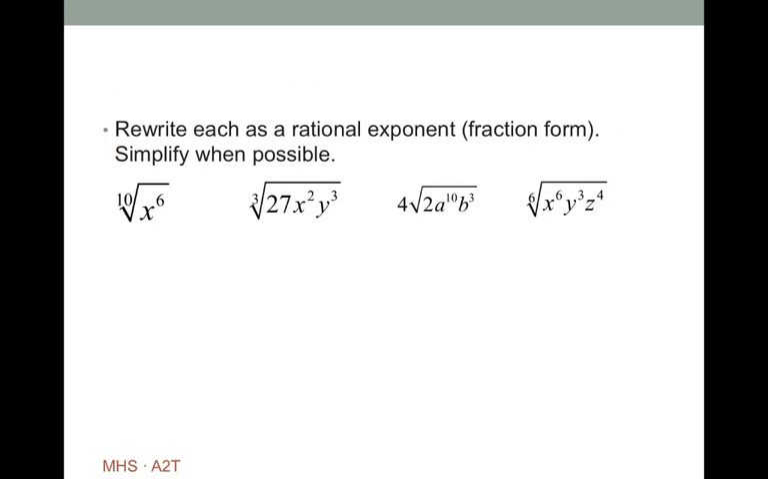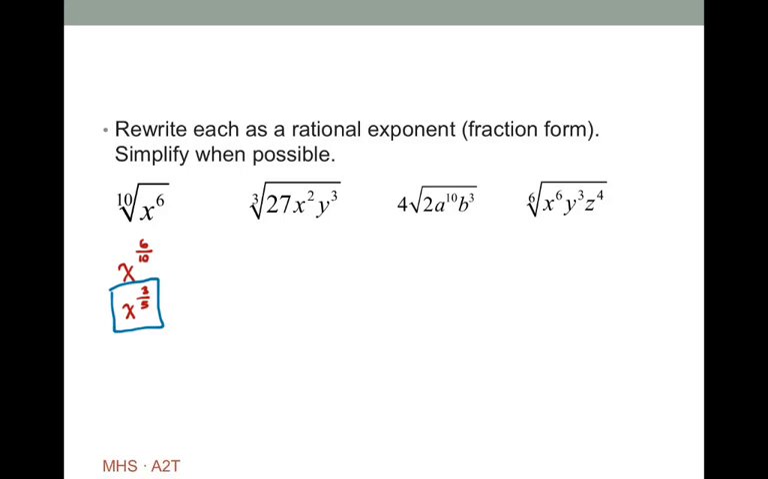So let's play around with some examples. Rewrite each as a rational exponent. In other words, write it in fraction form. So take it from a square root type of symbol and change it into a fraction. Simplify when possible. Okay, so 10th root of x to the 6th can be written as x to the 6 over 10. Remember that 10, the denominator, is going to be our index from our radical. Now that fraction can be simplified, so you could rewrite that as x to the 3/5, and that's all you have to do.